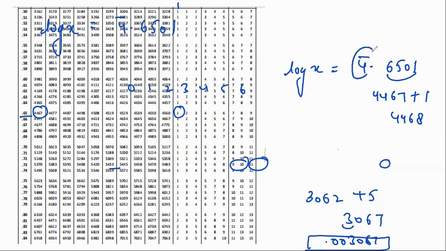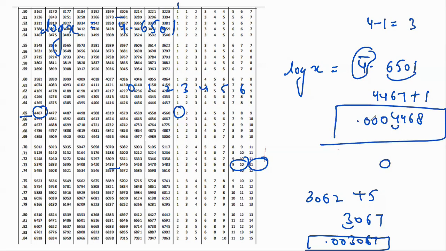Now we have 4 with the bar. So we know that if we have the bar, we have to subtract 1. If without bar we have, for the antilog, we have to add 1. So 3 we have. So now what we will do, before the significant digit, we put 3 zeros and we put the decimal. So 0.0004468 is our value. Okay. So this is another type of question that we have. So yeah, that's it. Thank you.